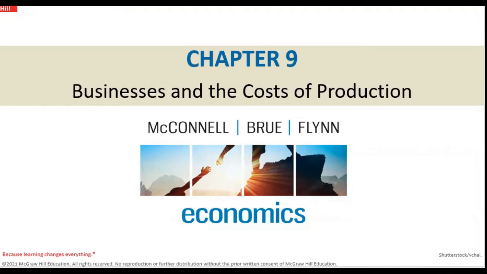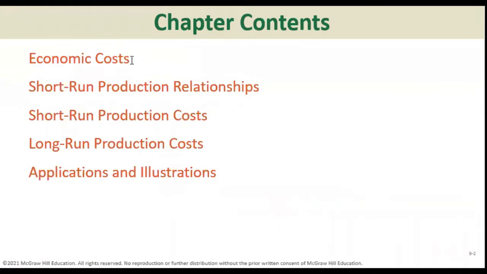The law of diminishing returns is explained as well in this chapter, and that helps you to understand the average and marginal cost curves. We're also going to look at the shape of those curves throughout the chapter. So here are the concepts to cover. We'll review the economic costs. We'll look at the long run and the short run production relationship, right? And also at the end, we'll see some applications and illustrations of the concepts.